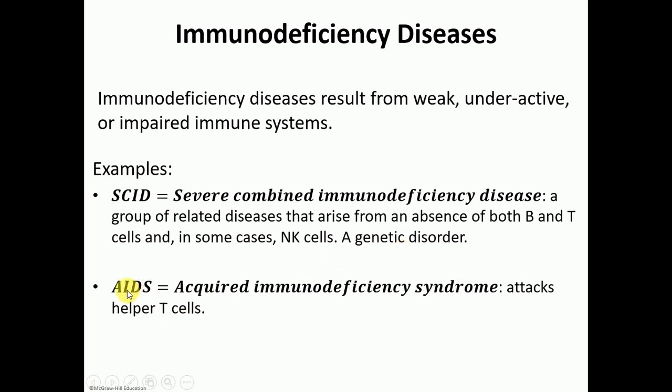AIDS, or acquired immunodeficiency syndrome, is caused by an infection. So unlike SCID, which is a genetic disorder, this is a viral infection. And remember, we said that the target of HIV would be the helper T cells. So basically, if you want to destroy your immune system, your target will be your helper T cells.